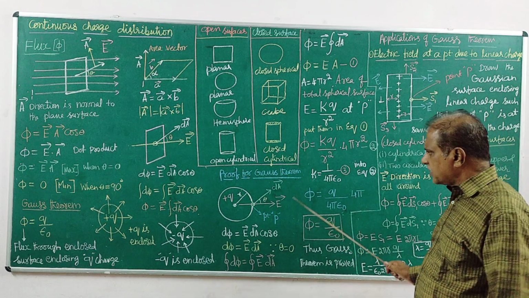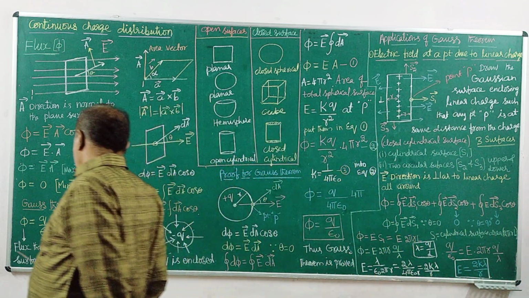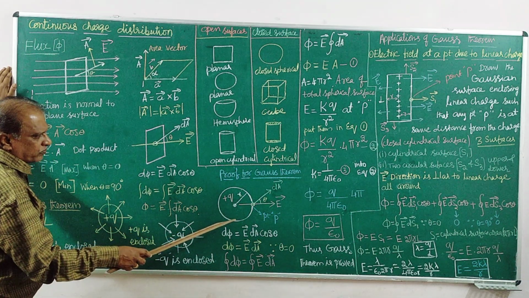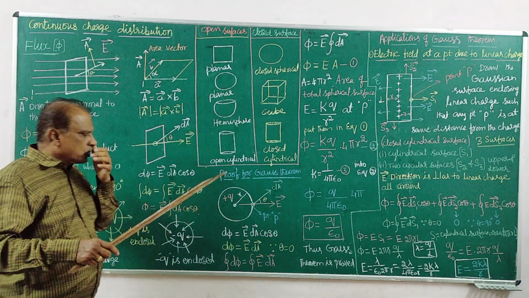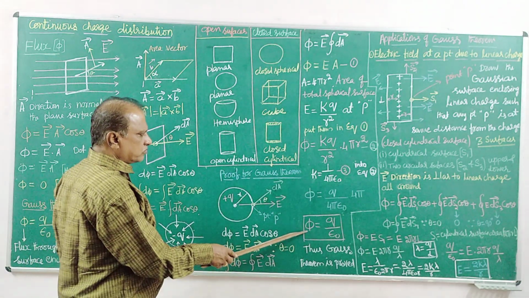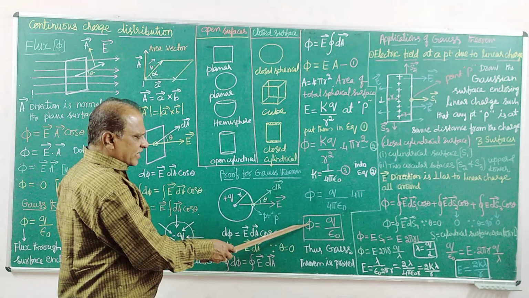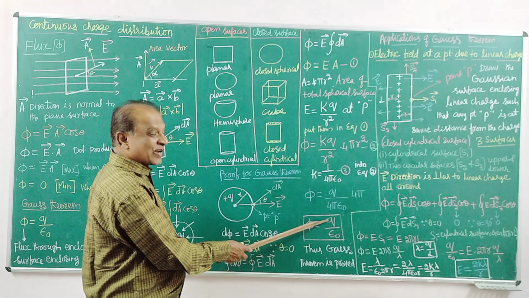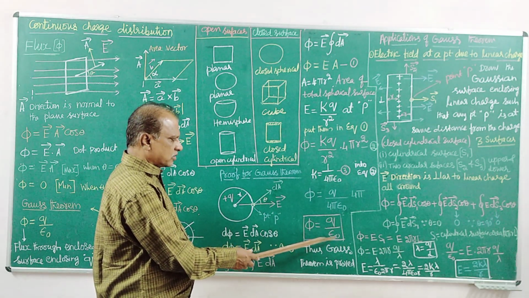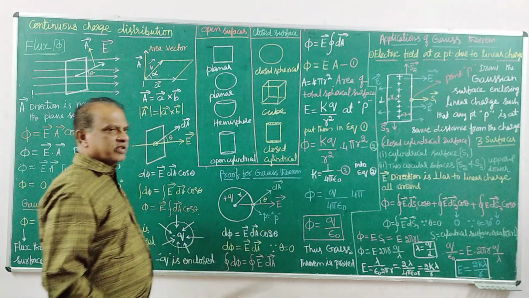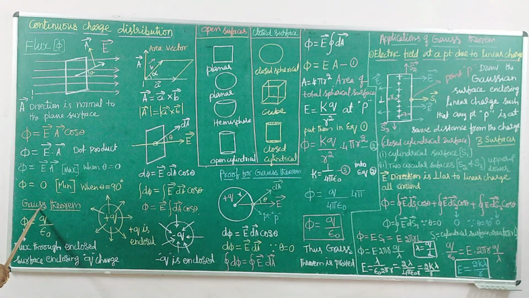Look at the theorem I stated: Q by ε₀ for any Gaussian surface. This is a Gaussian surface of this shape, but it may be of any shape; the final mathematical evaluation comes to this. So the total flux through the Gaussian surface is equal to the amount of charge enclosed in it divided by ε₀. Thus the Gaussian theorem is proved. This is the proof, and this is the statement of the Gaussian theorem.